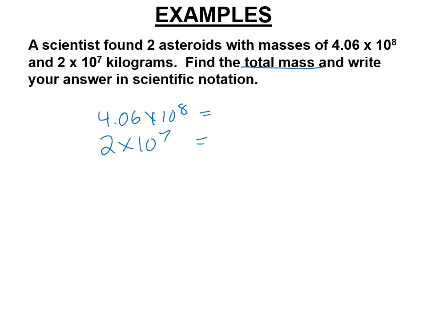All right, so let's do the top one. We're going to move it 8 times. We're going to get 6 zeros there, right? 1, 2, 3, 4, 5, 6. So that's 406 million, right?